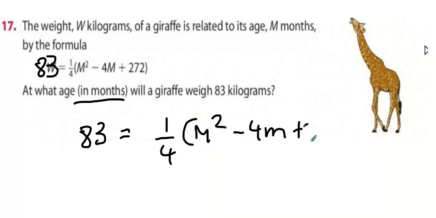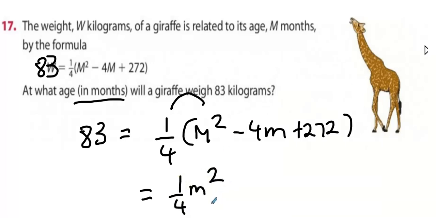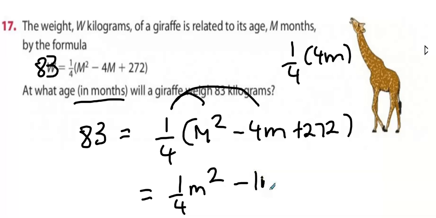Here's what we're going to do with that fraction. You ready? Right. What's a quarter multiplied by M squared? Perfect. It's a quarter M squared. Is everybody cool with that? Next thing. What is a quarter times 4M? What's a quarter of 4? Who got minus 1M? You cool with that? Because it's a minus 4M.